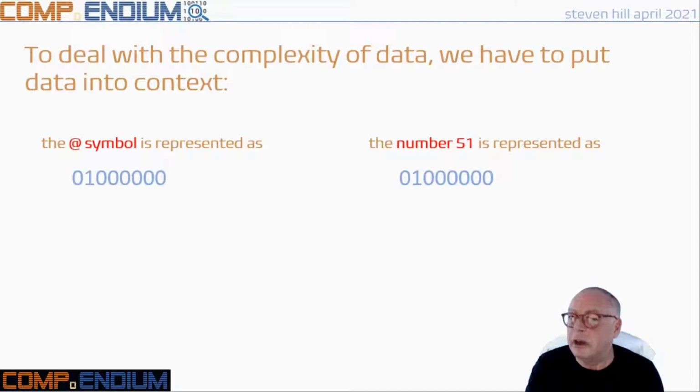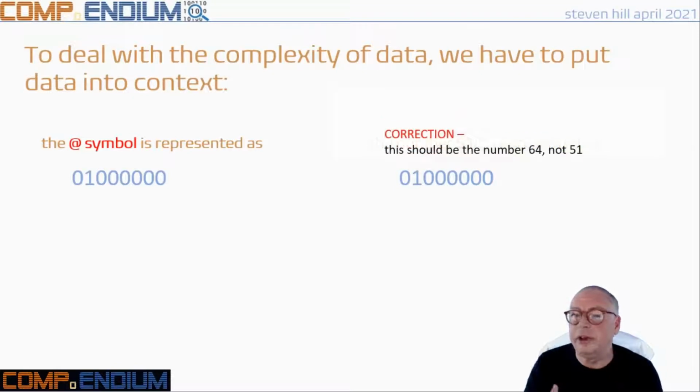The interesting thing, and you've probably spotted this already on the slide, is that the @ symbol is represented by a combination of zeros and ones, which is 0, 1 followed by 6 zeros, which is fine, and there's no problem with that at all. But this is one of many situations in the computer where we need to provide additional context for what we want the computer to do, because the number 51, which you will know straight away is a very different context of data than the @ symbol, is also stored as 0, 1 followed by 6 zeros.